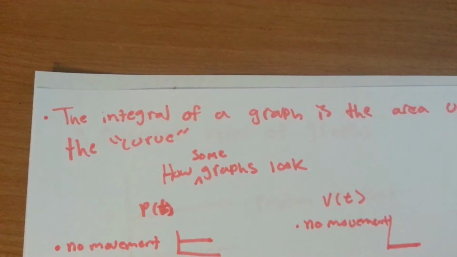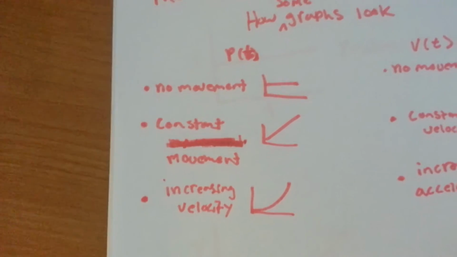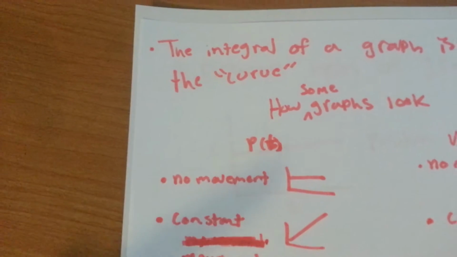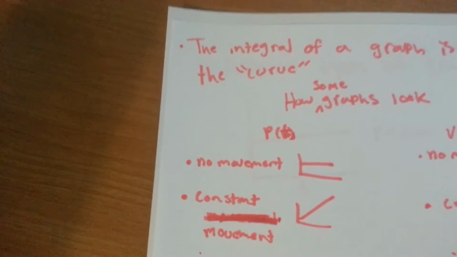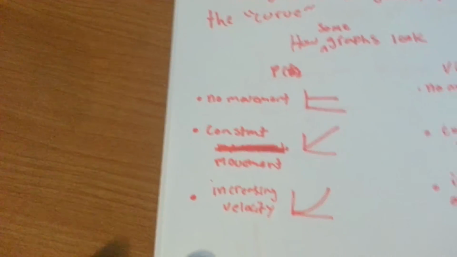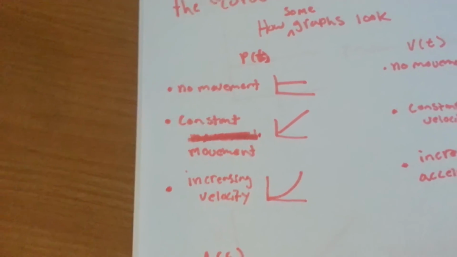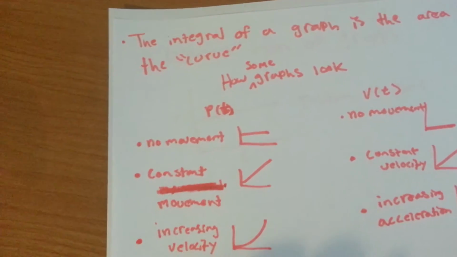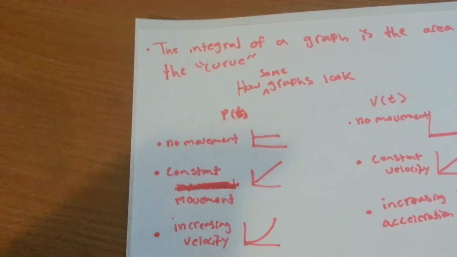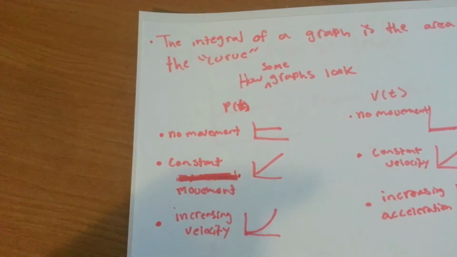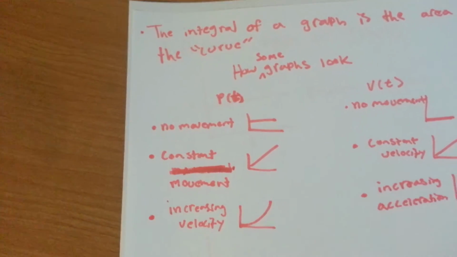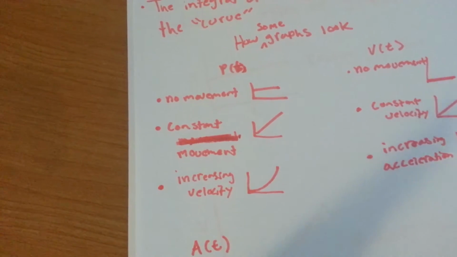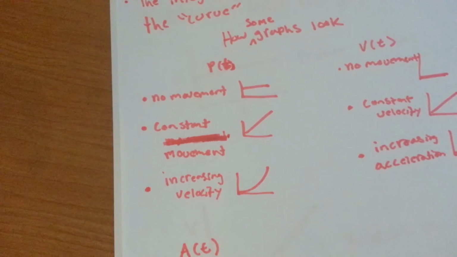So this is how some graphs look. On a position versus time graph, if you have no movement, it'll just be a line anywhere on the graph. You can start right here, over here, way up there. In a constant movement graph, you'll just be moving constantly, and your velocity is just going to be a straight line to the right, so the velocity doesn't change. Increasing velocity means it's going to change constantly, and so it's a curve.